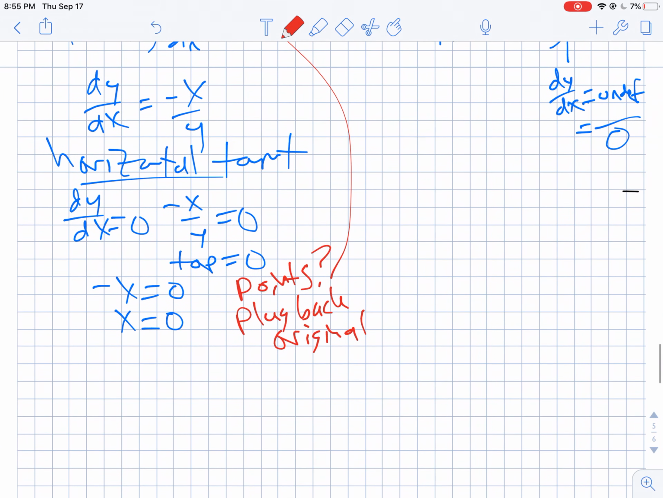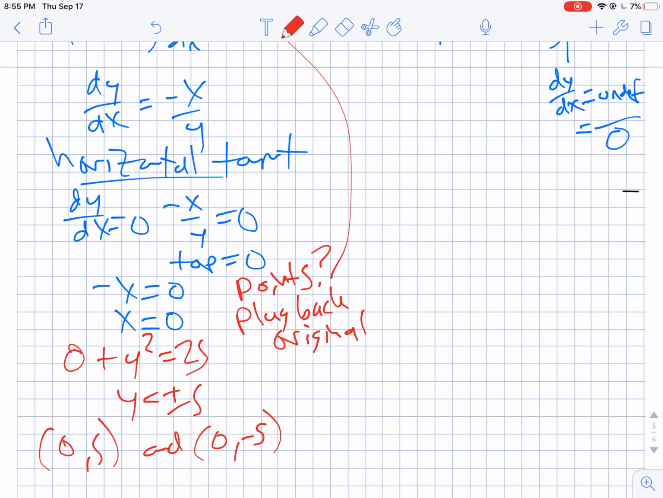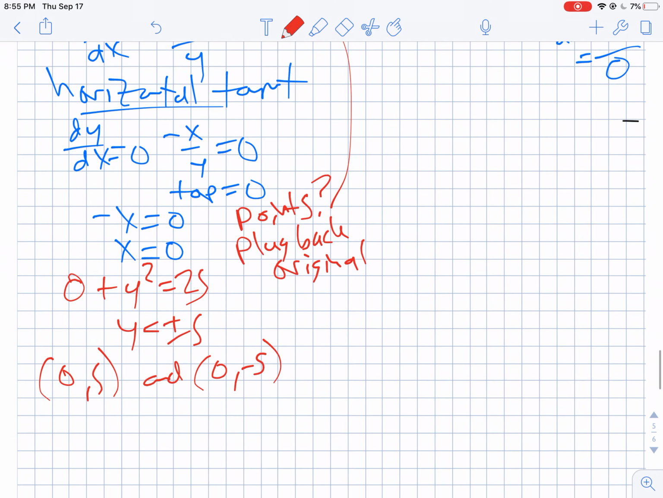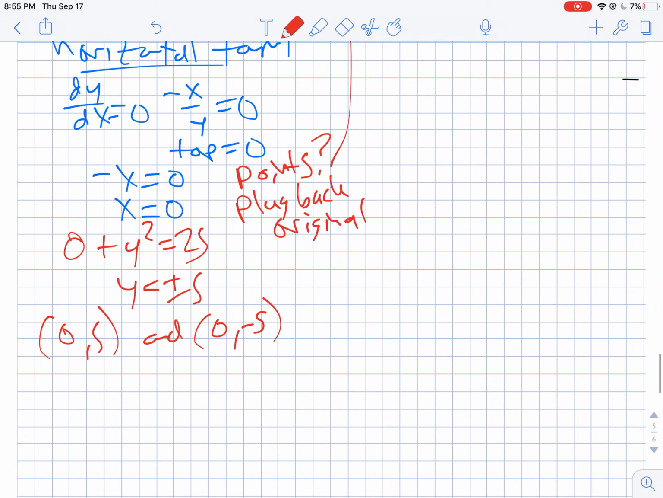So we plug in x equals 0. So we get 0 plus y squared equals 25. So y equals plus or minus 5. So the points are (0, 5) and (0, -5). Okay, and this should actually make sense, right? Because this graph, x squared plus y squared equals 25, is a circle. And a circle, if it's centered at the origin, at the top and the bottom has horizontal tangents.